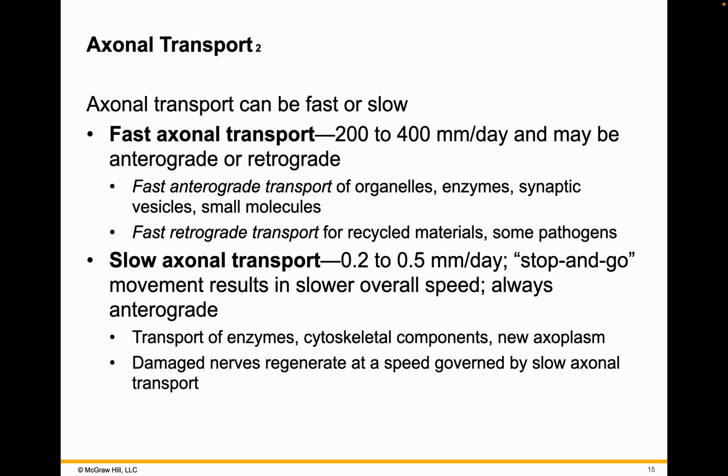The rate of axon transport can be fast or slow, with fast axonal transport being 200 to 400 millimeters per day. Think about that. That can be anterograde or retrograde.